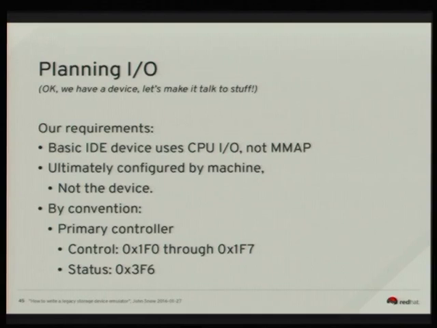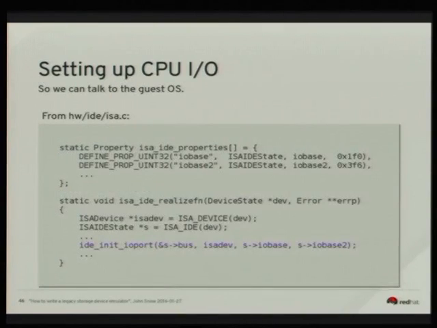So we have a basic device. We want to make it talk to stuff. The basic IDE device uses CPU I/O, port I/O, not mmap, which is kind of configured by the machine instead of the device. And by convention, these are the ports that we use for old IDE drives.